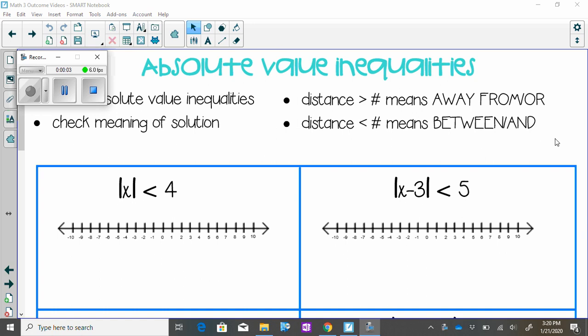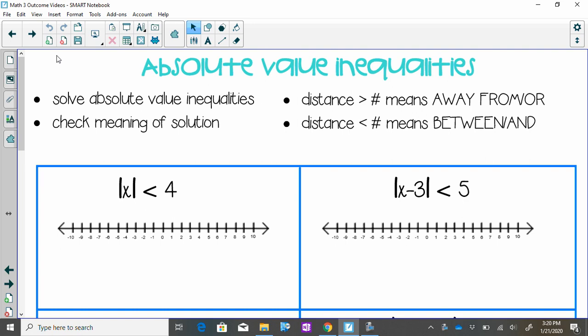Let's talk about solving absolute value inequalities. As a reminder, the term absolute value is referring to the distance to 0. So when we look at the distance, we're going to be looking at whether the absolute value, or the distance, should be less than a number, so it's going to be close to the center, or whether the absolute value, or the distance, is greater than a value.